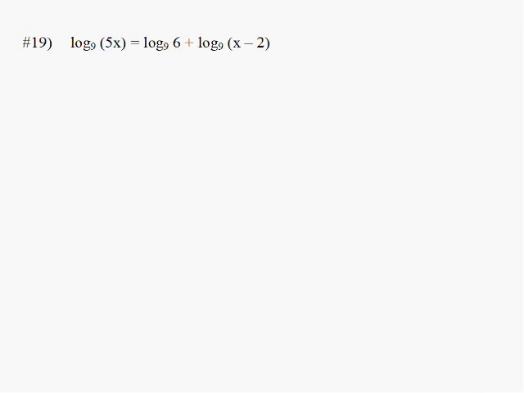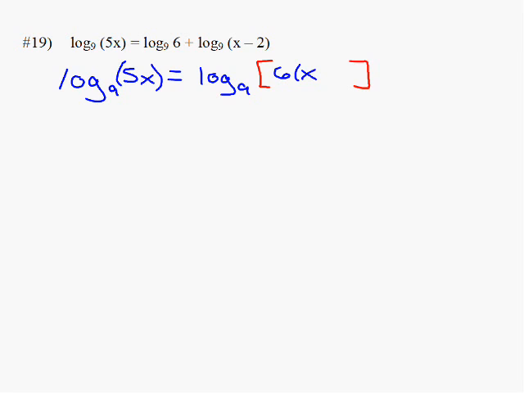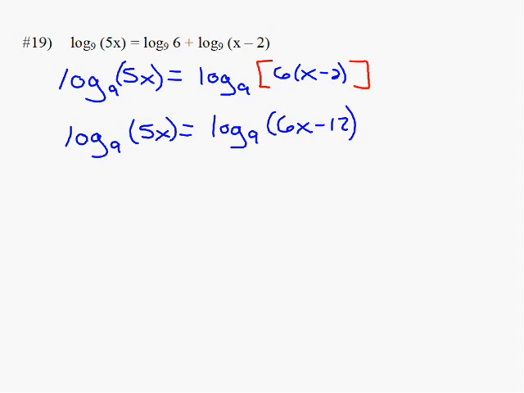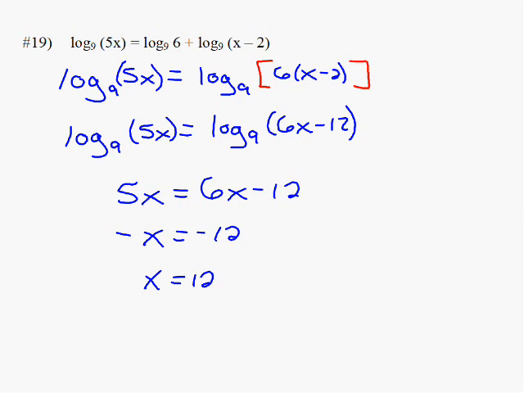Number 19. On the right side of the equation, we are adding two logarithms with the same base. Therefore, we can multiply their arguments. It's the product rule. The argument on the right can be simplified as 6x minus 12. Using the power property, we can take 5x and set it equal to 6x minus 12. Solving the equation, we're going to get x is positive 12.